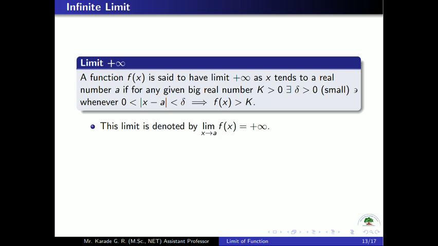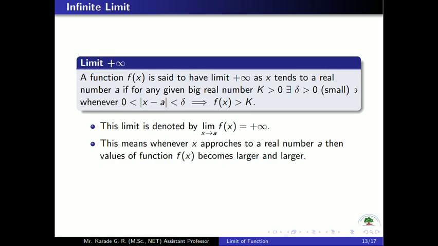This limit is denoted by limit of f of x as x tends to a is equal to plus infinity. This means whenever x approaches to a real number a, then values of function f of x becomes larger and larger. For example, limit of tan x as x tends to pi by 2 is equal to plus infinity.